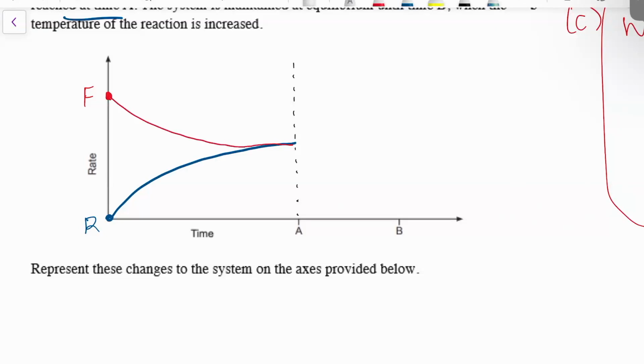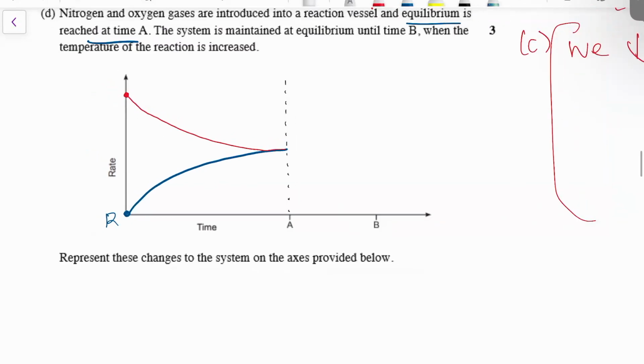That's too early. So maybe I'll start, and then, you know what I'll do? I'll adjust my starting line. That's what I'll do. And then, oh, that's forward. And then they said the system is maintained at equilibrium until time B, which means it stays flat and connected together until point B. So you just keep on going there, because that's what it means for it to be at equilibrium.